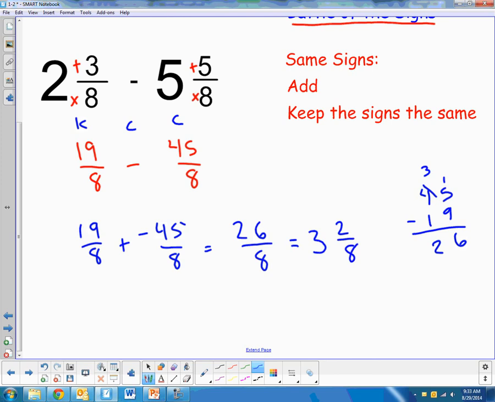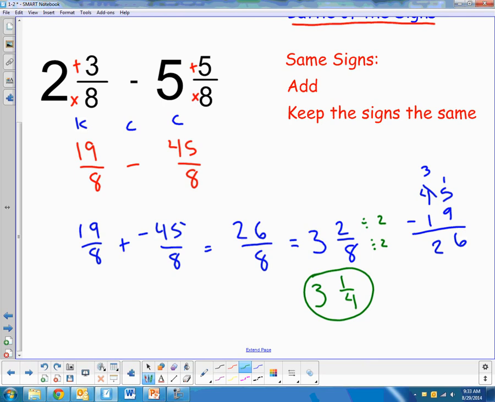You can double-check that by changing it back. 8 times 3 plus 2, 26. Now I'll even write that in there. 8 times 3 plus 2, it does work back and gives you that 26. Okay, so we have our mixed number. Now we need to reduce. I can divide both the numerator and the denominator by 2. And I'm going to end up with a final answer then of 3 1/4. A lot of work, but all steps that you can do.